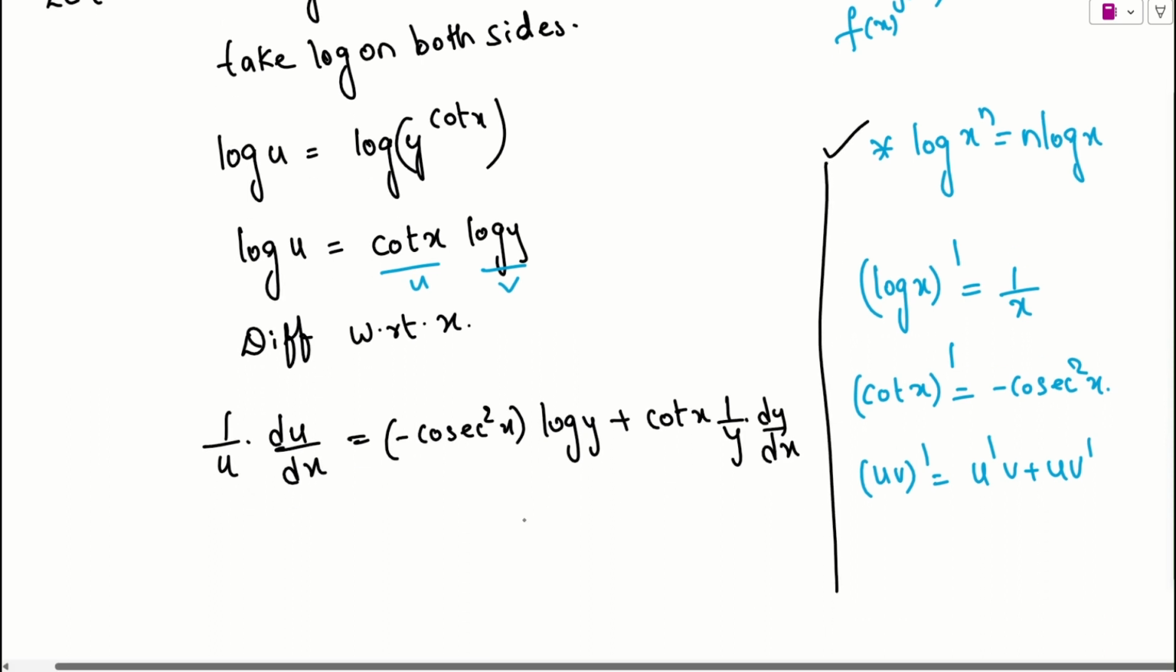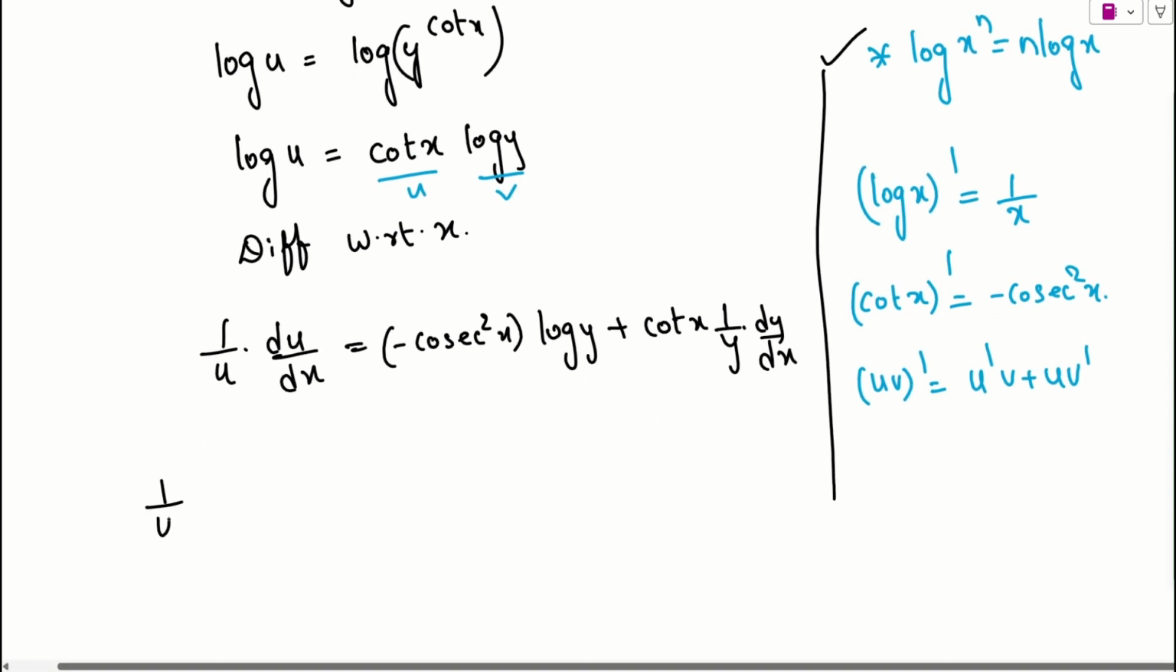Any doubts up to here? I don't feel like you have any doubt. Yes. So what we can do, actually, I can rewrite this step in such a way, let me write it down. So this is nothing but 1/u times du/dx.